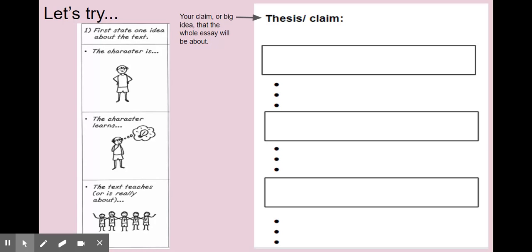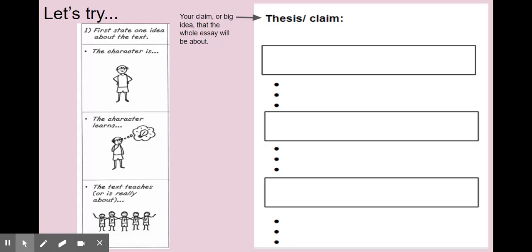All right, so a thesis statement is another way of saying our claim. It's our claim or the big idea that our whole essay will be about. And we need to find ideas about our text like we did with our close reading before we wrote. And those ideas can be about a character or about themes and lessons learned in the text.